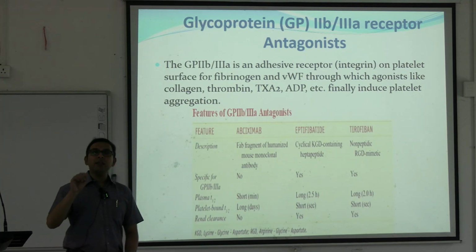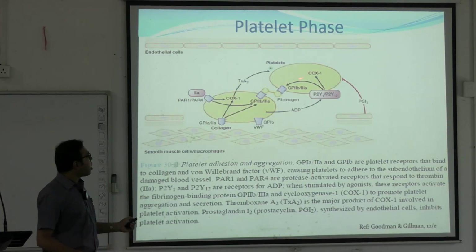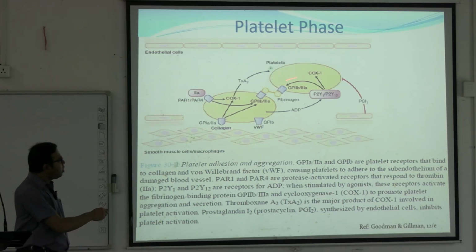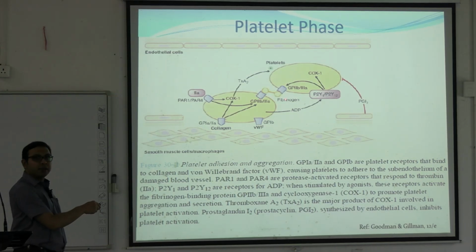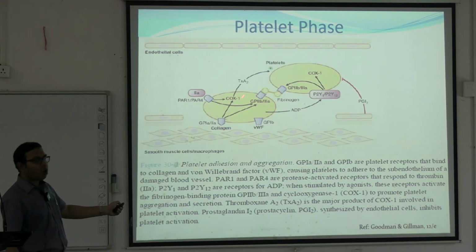So basically these are used parenterally. You can see this is the platelet phase. Already we have discussed this. So these are the different platelets. These are the GP2B3A receptors where the different agonists can act and lead to platelet aggregation. And these are the ADP, thrombin, von Willebrand factor, thromboxane A2.